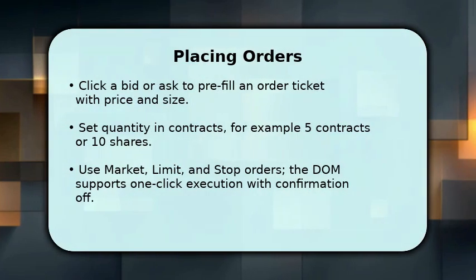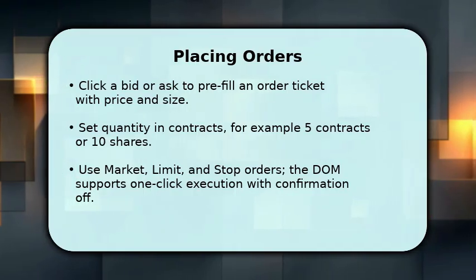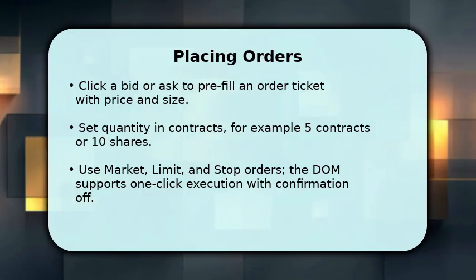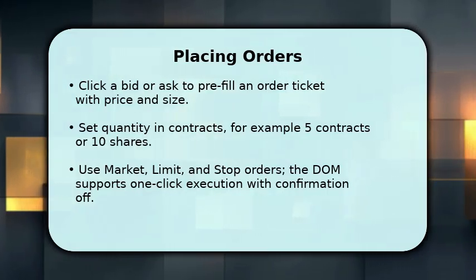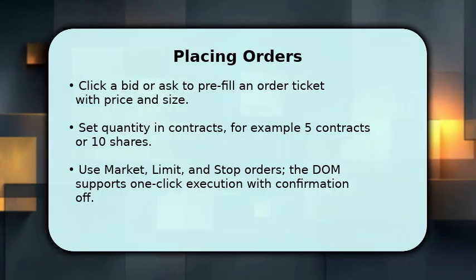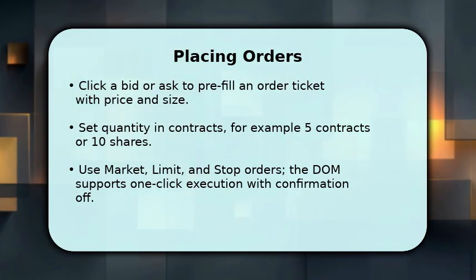Click a bid or ask to pre-fill an order ticket with price and size, then adjust quantity or price before sending. You can set quantity in contracts, for example 5 contracts or 10 shares, and choose the side to buy or sell. Use market, limit, and stop orders.